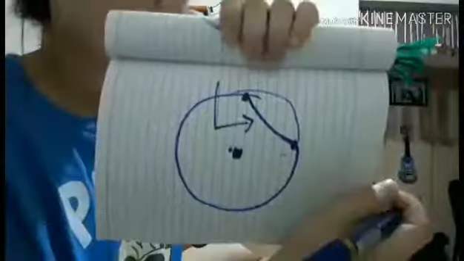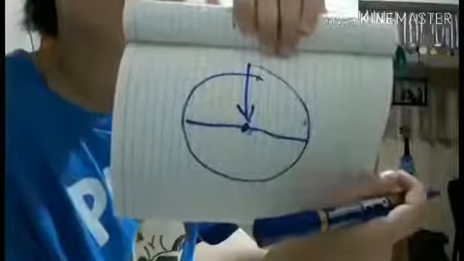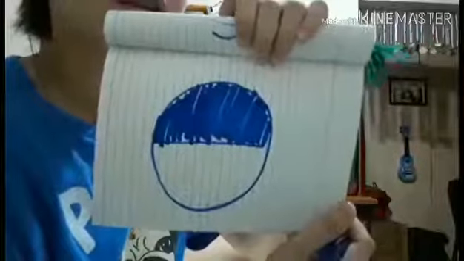The length of the boundary of a circle is called the circumference. Center, radius, chord, diameter, arc, semicircle.